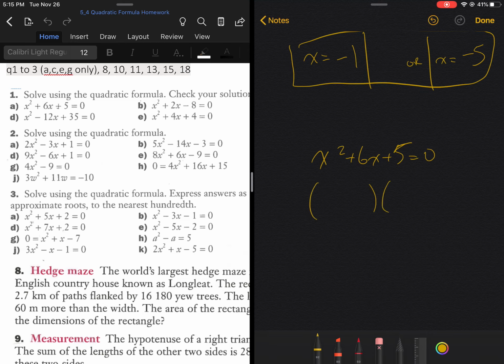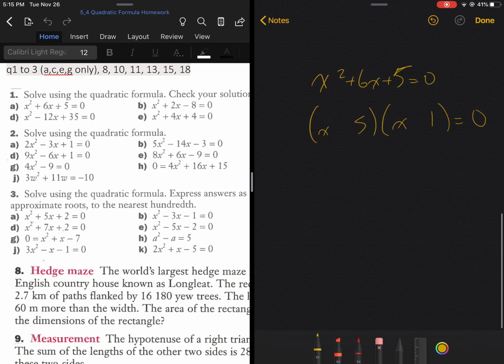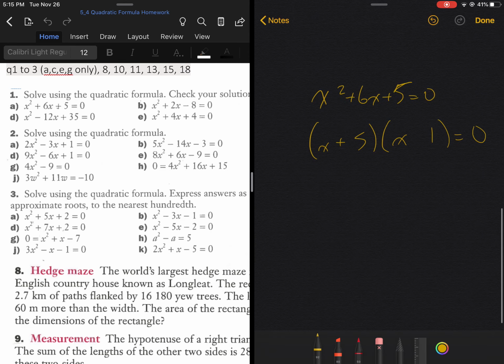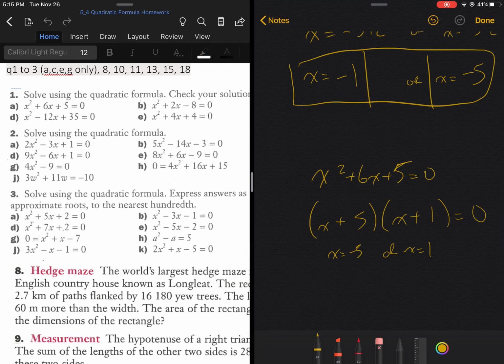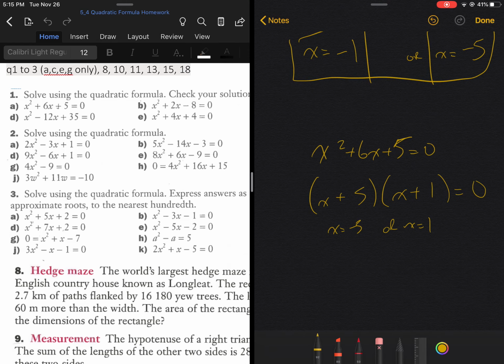Okay, let's look at our answer. What two numbers multiply to 5 and add to 6? Well, that's easy. 5 and 1. Sometimes the formula is a lot harder. They're both the same, and they're both plus. So x equals minus 5 or x equals minus 1.